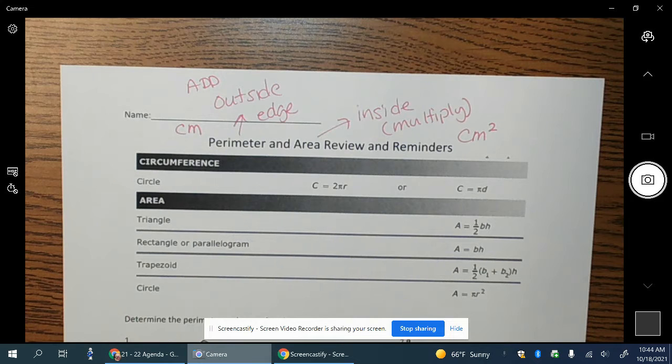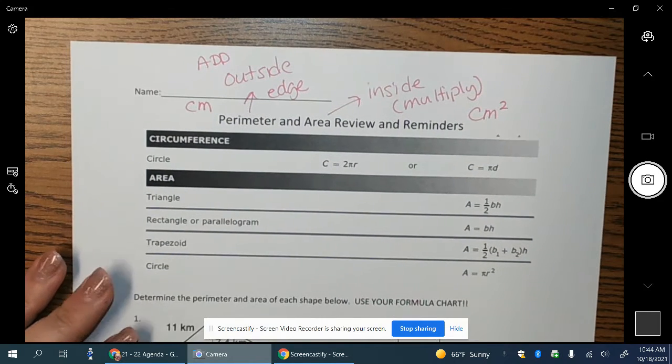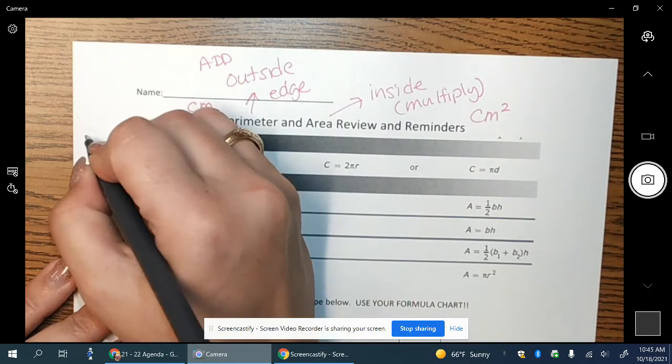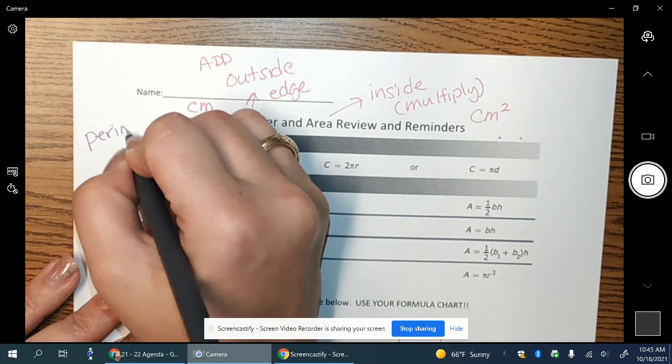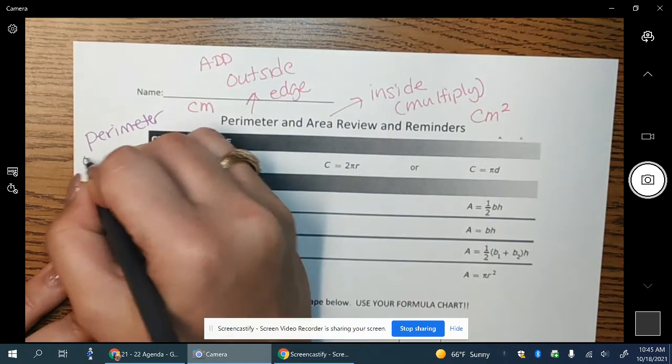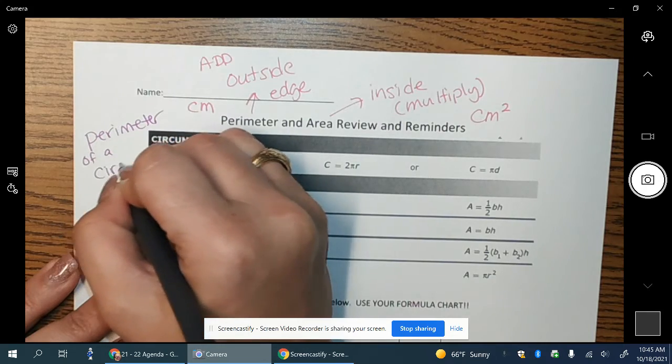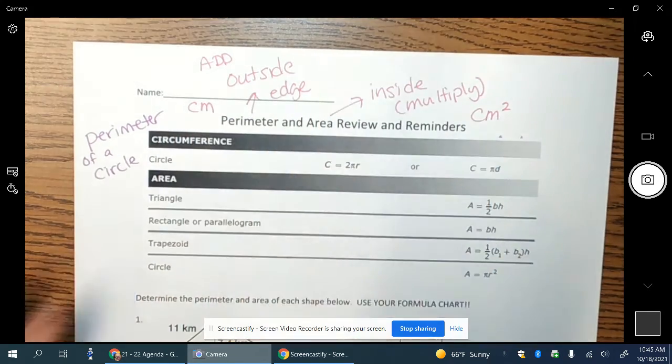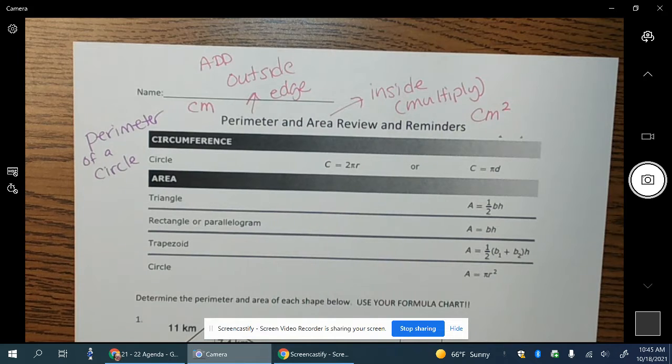didn't learn that until 7th grade. And if you were one of those people who weren't really paying attention, you just Googled everything last year. Okay. So circumference. Circumference is the word for perimeter of a circle. Perimeter is where you're adding the outside edges. But do circles have edges? No. That's why it has a different name and a different formula, because we're not adding any outside edges.